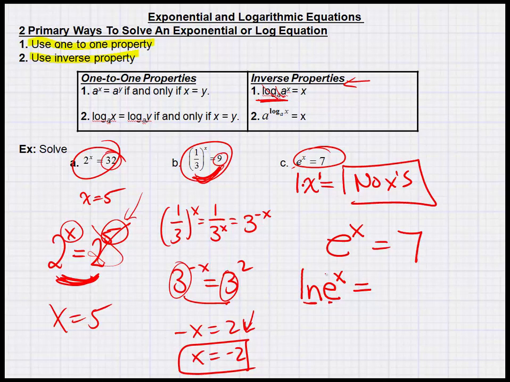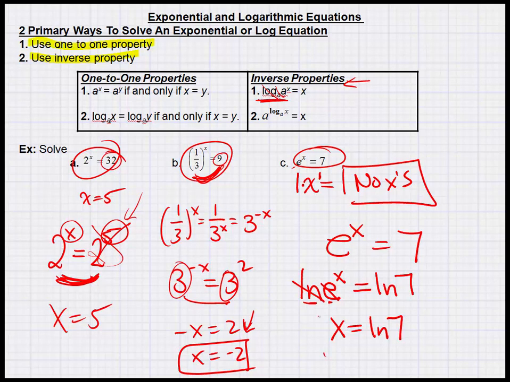Now I can't just do that. However, this is an equation and you have rules for equations that say whatever you do to one side of the equation, as long as you do it to the other side, you can do it. So in this case, I'm going to just take the natural log of the other side as well. And what happens is these two will cancel. I'll get x = ln 7.